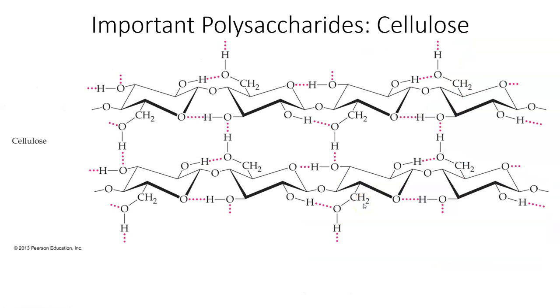Some of the important uses for these: cellulose, for example, provides a really rigid structure for the plant, and you can see that we have really good hydrogen bonding. There are a lot of locations for hydrogen bonding when these are organized in flat chains. So this provides that structure and helps to hold these units together and creates that orientation within the plant cell.